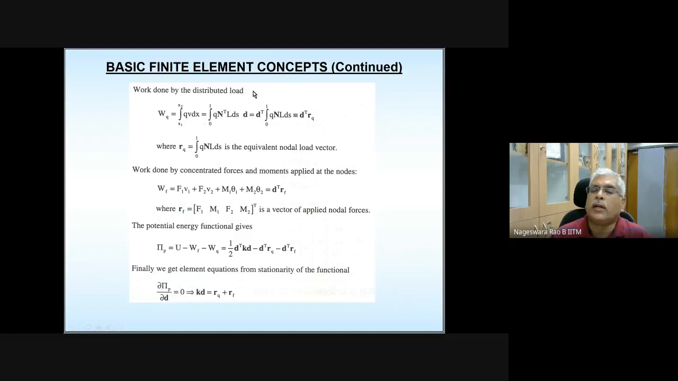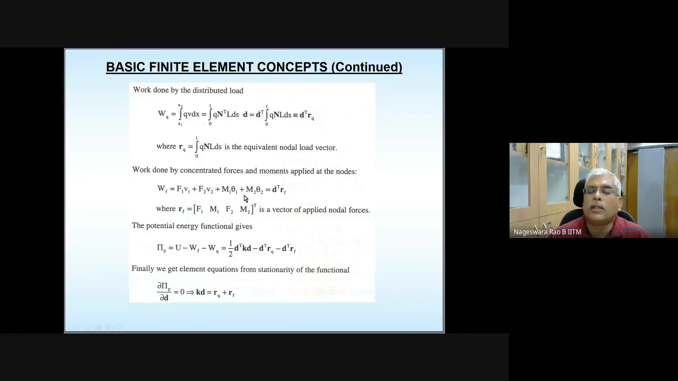And once this distributed load is over, whatever is left out are all concentrated forces and moments. So there is no finite element approximation required there. Since we are writing everything in terms of matrix and vector notation, the work done due to the concentrated forces and moments also you can write in terms of multiplication of vectors, D transpose RF. RF is defined like this.